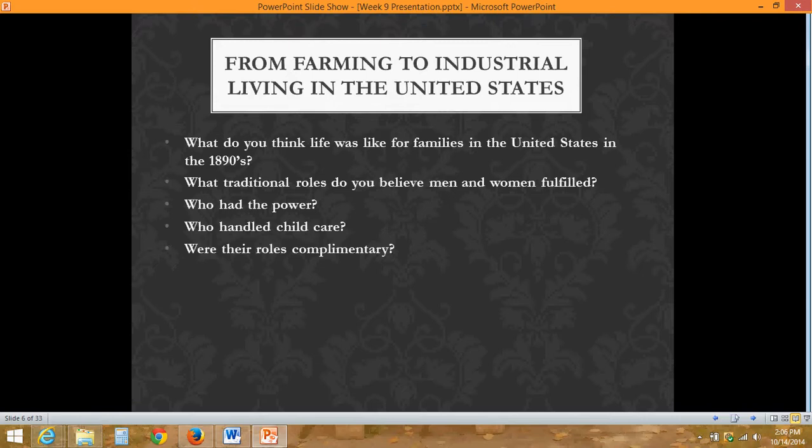Of course, in farming communities, you also see, especially for poorer families, that the whole family works. So it wasn't too big of a switch in terms of expecting your family to take part in the work.